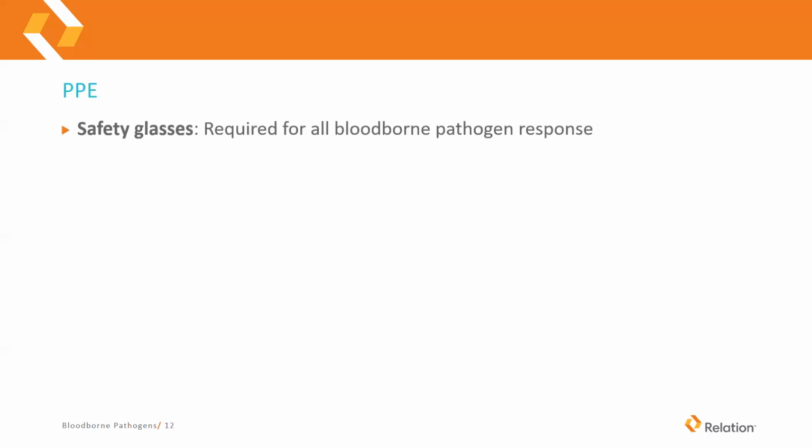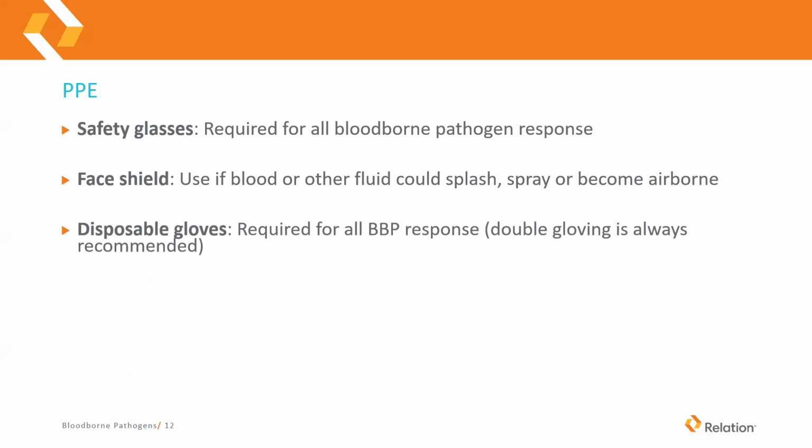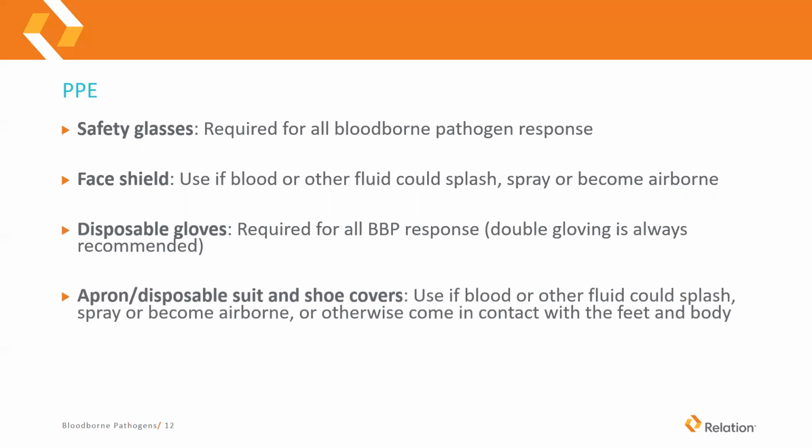So the PPE that we're looking at, safety glasses. Safety glasses are always required for all bloodborne pathogen response. A face shield, you want to use a face shield if blood or other fluids could splash, spray, or become airborne. Disposable gloves. So these gloves are always required for our bloodborne pathogen responses. Double gloving is always recommended. It's not required, but it is a good practice.